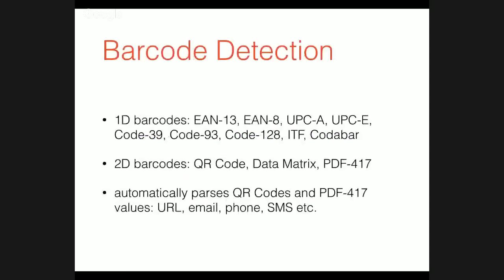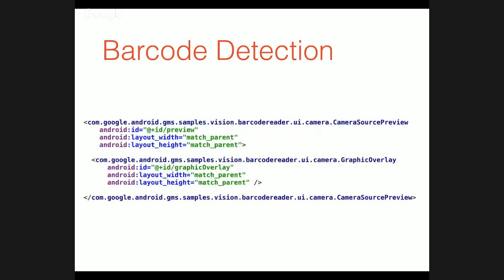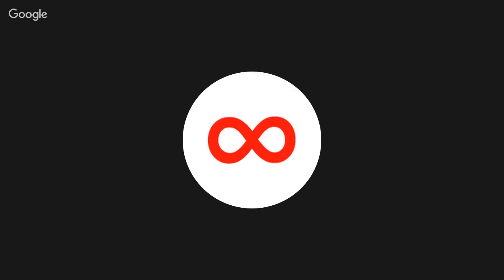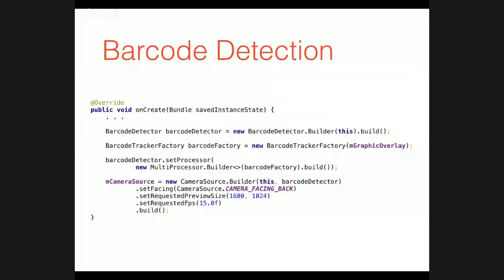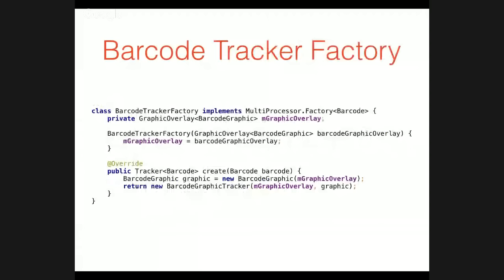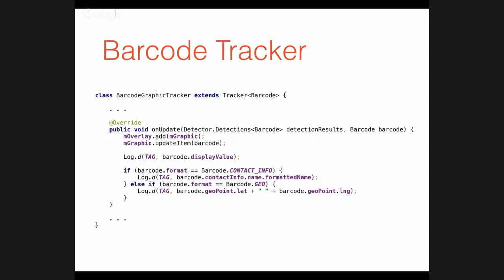The barcode detection is really similar, and it enables detecting barcodes. It automatically parses the data from the barcodes, so you can scan barcodes for contact information, asset info, and a couple more things. The layout is the same: camera source preview and graphic overlay. Basically, you just replace face with barcode and you'll start tracking barcodes. Also, create a factory, set the multiprocessor, and create the camera source. The factory creates a tracker for each of the barcodes detected, and in the onObject method, it receives the barcode.